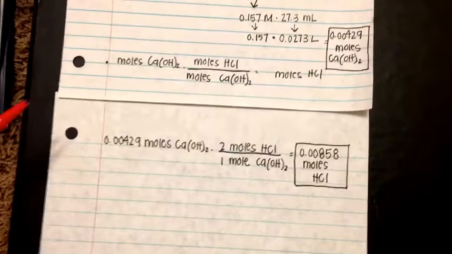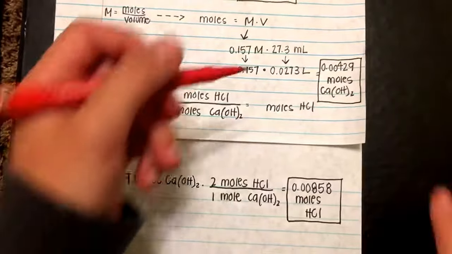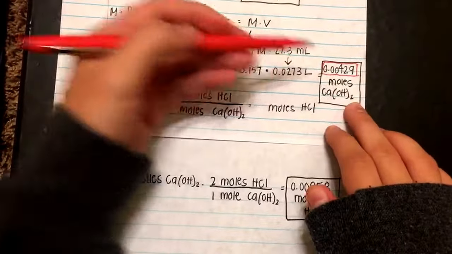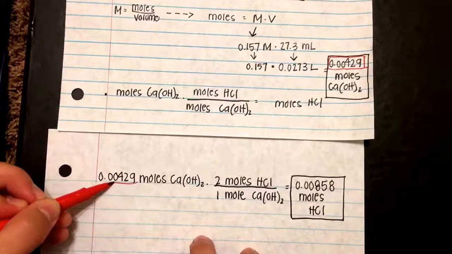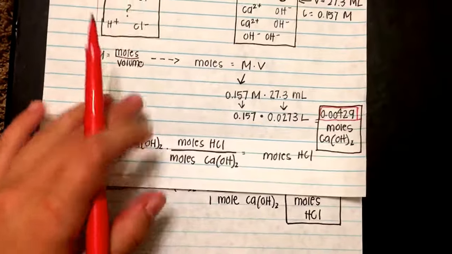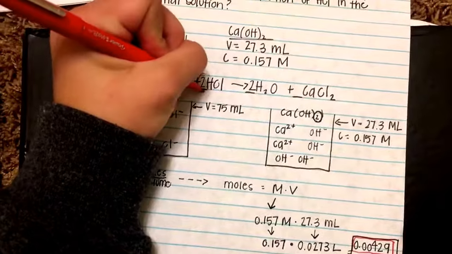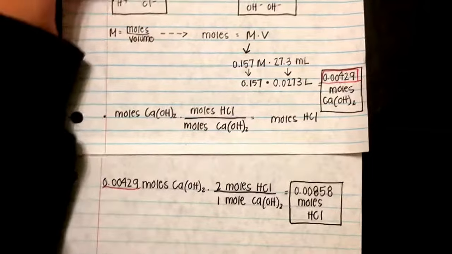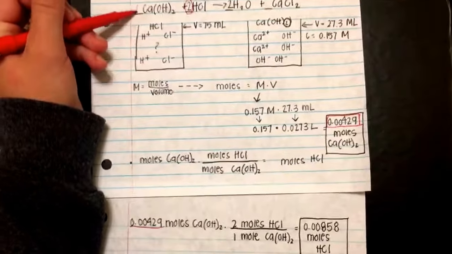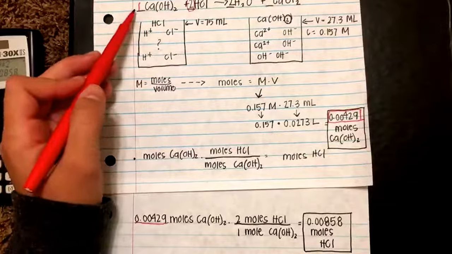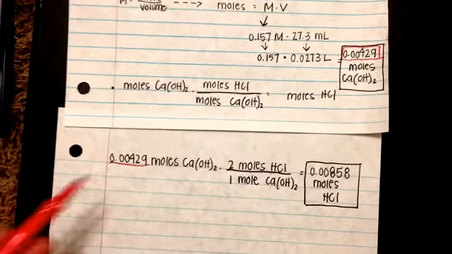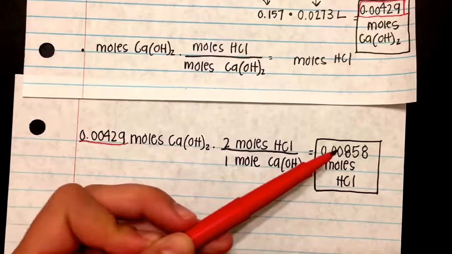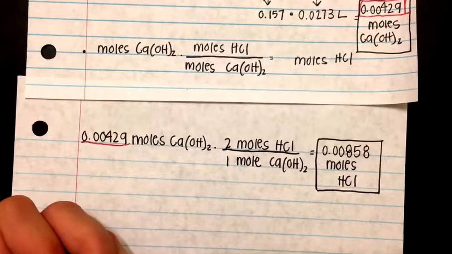Now, all we're going to do is plug the numbers in that we found. First, we're going to take the moles of Ca(OH)2 that we found and plug that in right here. Next, we're going to look to our balanced equation and see that HCl has 2 moles and plug that in right there. Next, we're going to look at our balanced equation again to find that Ca(OH)2 has 1 mole and plug that in there. Once we plug all those numbers into the calculator, we get the result of 0.00858 moles of HCl.